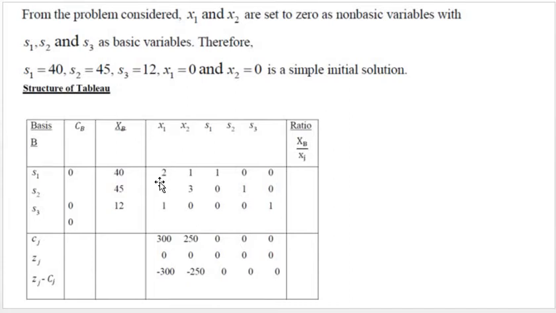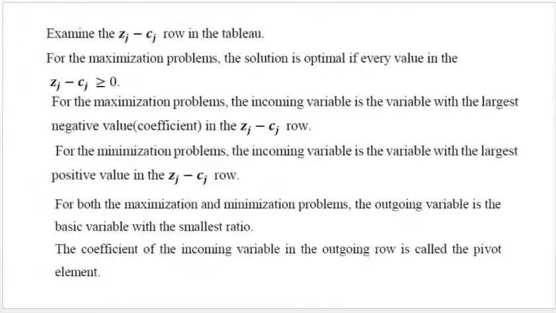Next are the columns corresponding to variables x1, x2, s1, s2, s3, and this column represents the minimum ratio column. Here Cj denotes the cost associated with the variables. Zj is Cb transpose into Xj, and we need to calculate Zj minus Cj also. So this is the structure of the table. So calculate the Zj minus Cj row in the table.